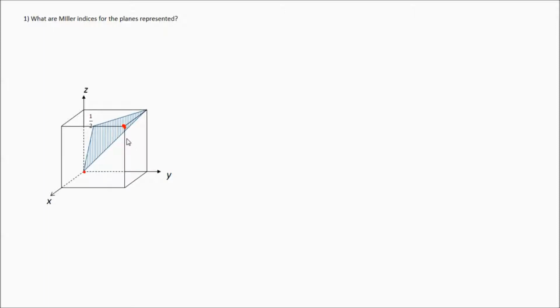Why this point? If you see, this is negative y-axis, this is negative x-axis, and if I draw z-axis, this plane actually comes outside of the cube like this and intersects z-axis somewhere here. So that is the reason why I have chosen this point as an origin.